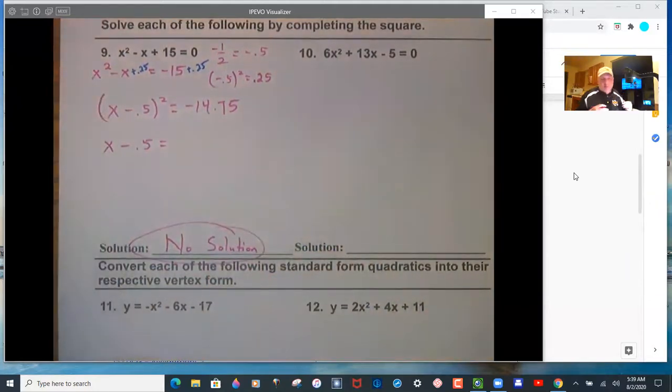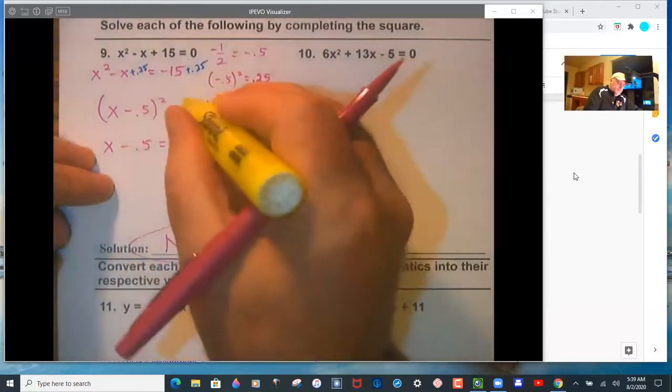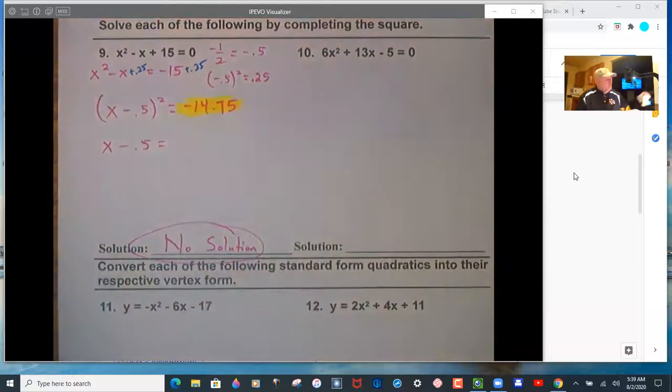And I want to say this, just because it's a no solution on the practice quiz on this one does not mean that's going to happen on the test. So what happened is this ended up being negative. And you can't take the square root of a negative.